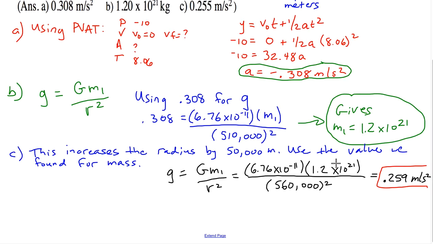I know the mass of Ceres because I found that in part B. And so we plug this in here and find that the acceleration of gravity would be 0.259 meters per second squared, which of course you should expect that as you get further away from a planet, that the pull of the planet is going to decrease, so that the acceleration that the planet creates is going to get less.